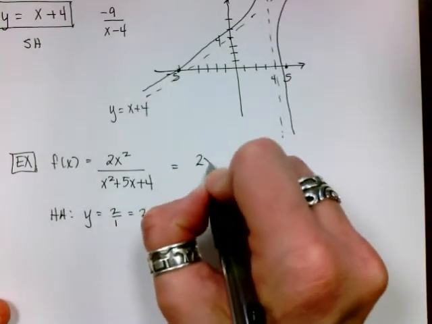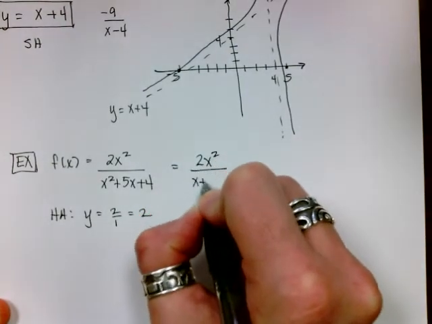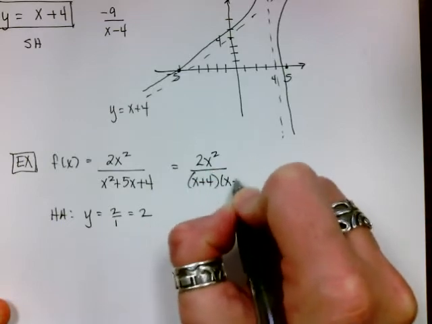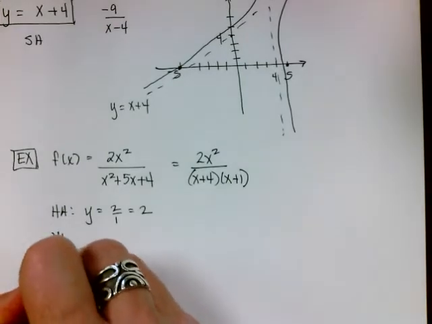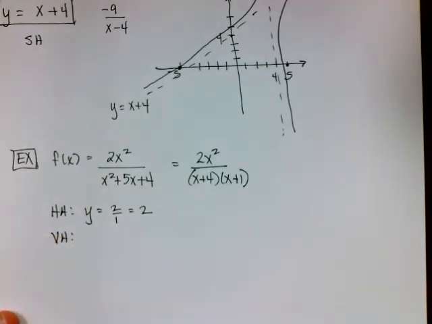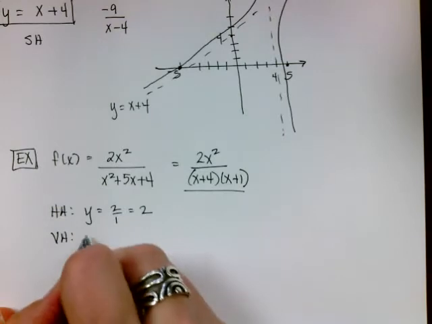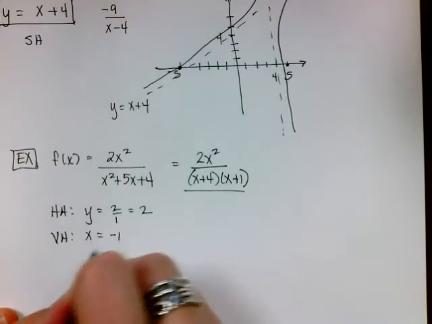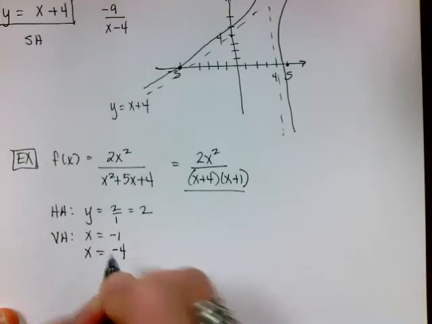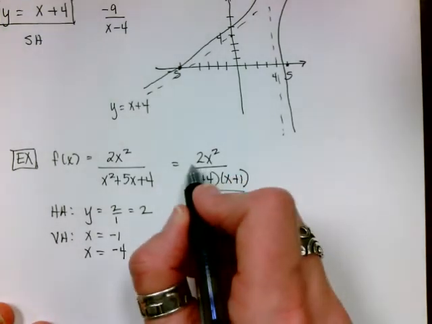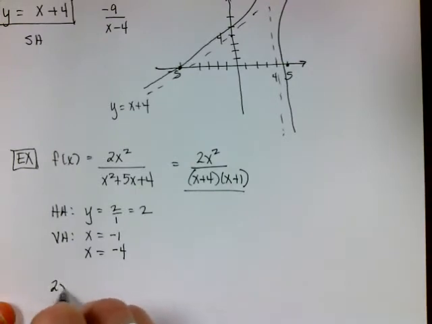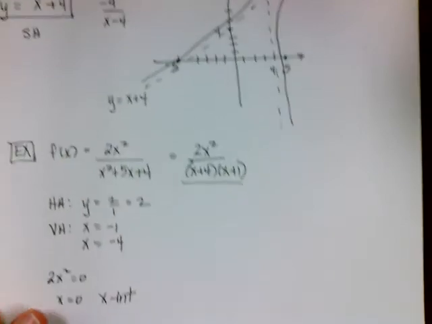I need to rewrite and factor, and I'm going to get x plus 4 and x plus 1 in the denominator. That factoring process just keeps sticking around forever. My vertical asymptotes then, which always come from the denominator, are going to be x is equal to a negative 1 and x is equal to a negative 4. Okay? If I look at my numerator and solve that, if I set 2x squared equal to 0, I'm going to get x is equal to 0. That's going to be my x-intercept.